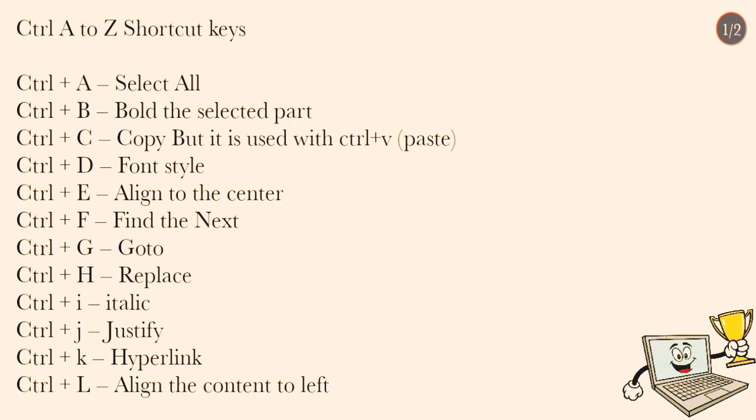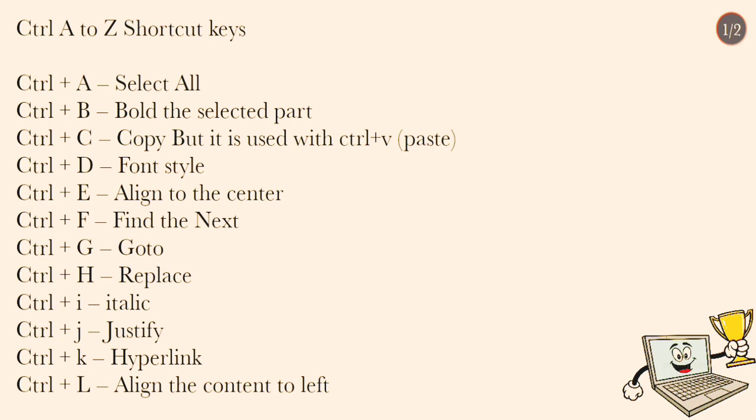Second, Control plus B. It is used to bold the selected part. Control plus C. It is used to copy, but it is not used alone. It is always used with Control plus V, that stands for paste. Control plus D, that is font style, that is used to change the font style.